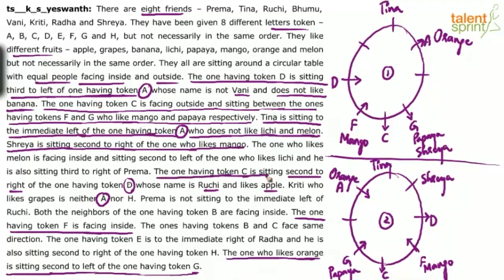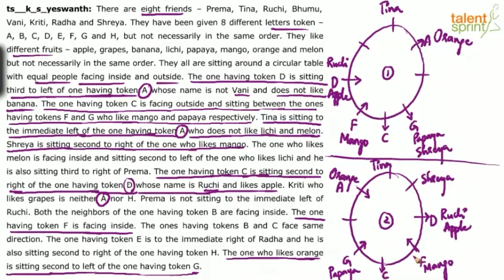The one who's having token C is sitting second to the right of the one having token D, whose name is Ruchi and likes apple. I think, yeah, this point we had used, checked already, right? D is for Ruchi and likes apple. So we can fix this also. Ruchi and apple. Similarly here, Ruchi and apple. So I think this set is complete. You see, person is facing outwards, name is Ruchi, token is D, and the fruit is apple. Right? Some things are completely done. Some positions are completely fixed.